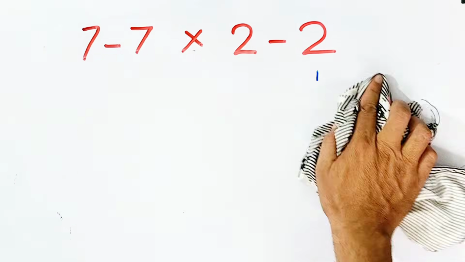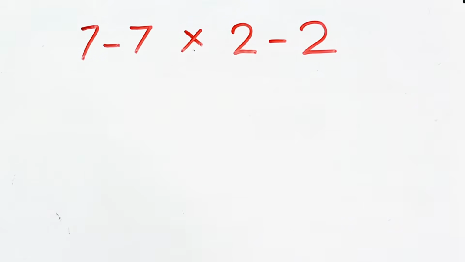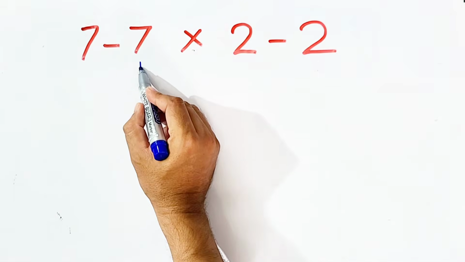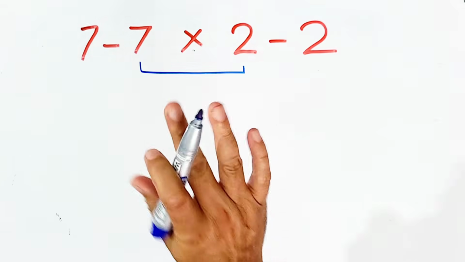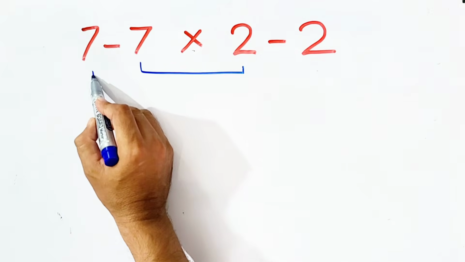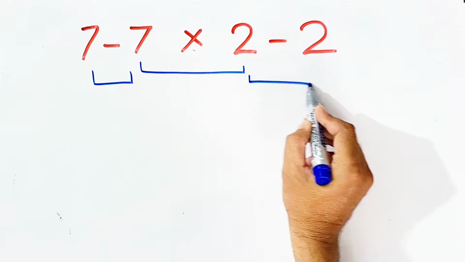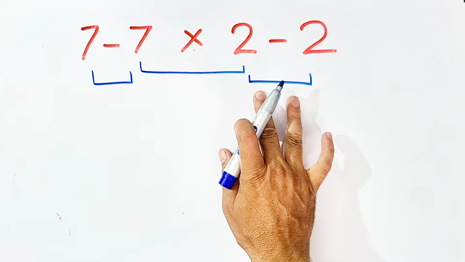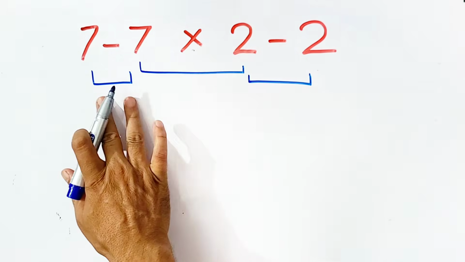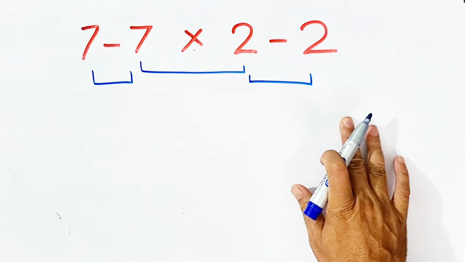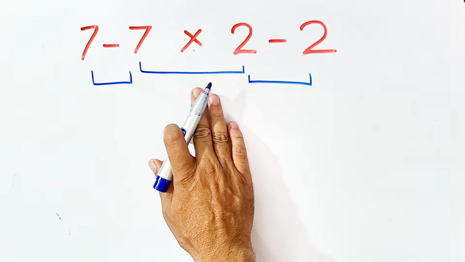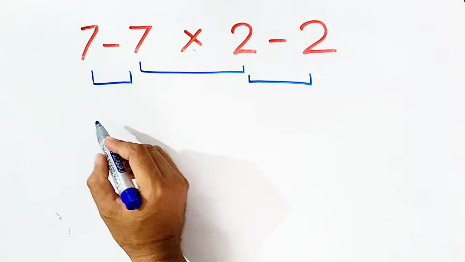We didn't respect the order of operations. Here is multiplication, which is preferred. Here is subtraction, which is second. Here is subtraction, which will be solved in third place. So first, second, third. This is the order of operations which we have to respect to get it correctly.